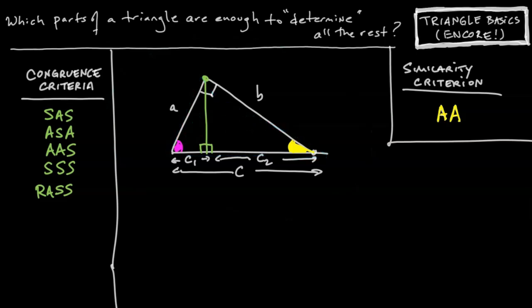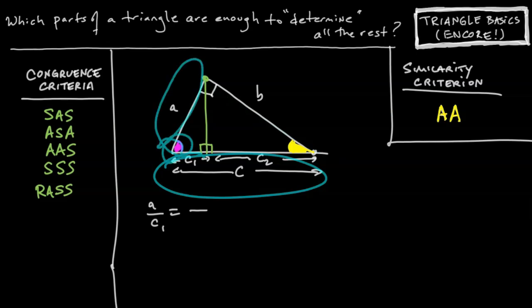That means that if I look at the ratio A to C1, that is, on the left triangle, the hypotenuse over the leg that is adjacent to the purple angle. By the similarity of that left triangle to the original big triangle, I know that that ratio of hypotenuse to the leg adjacent to purple is going to be the same as the same ratio on the original triangle. That's hypotenuse, which is C, over the leg adjacent to purple, which is A in that case. So A is to C1 as C is to A.